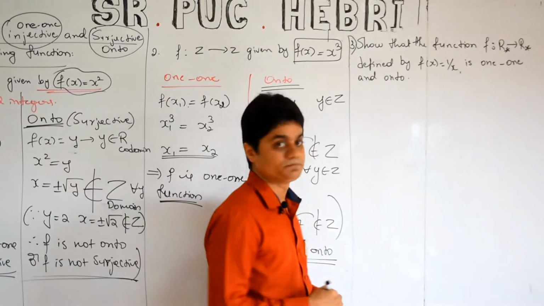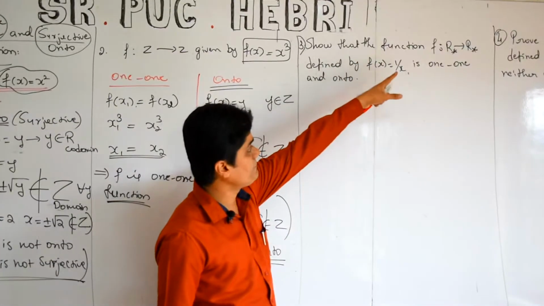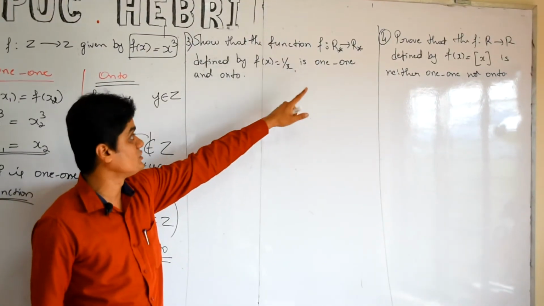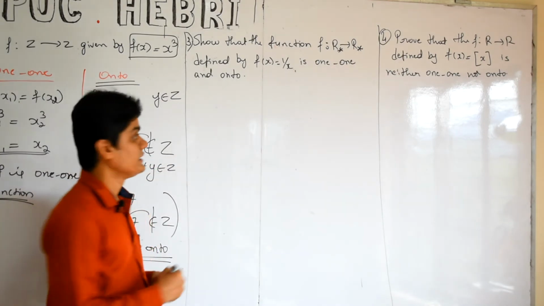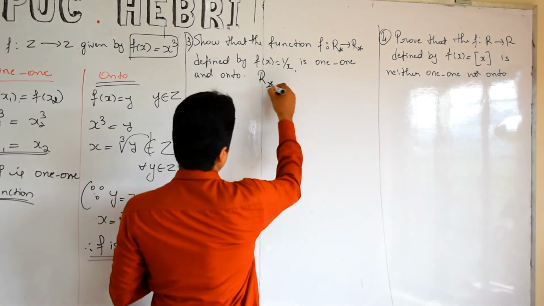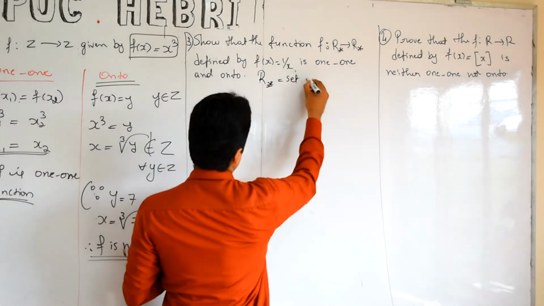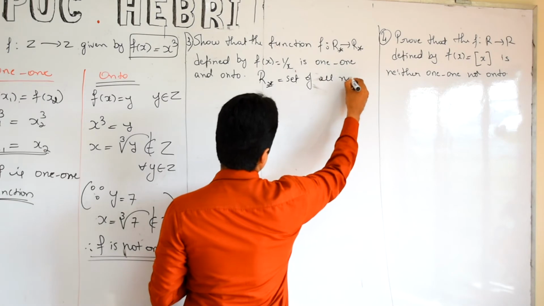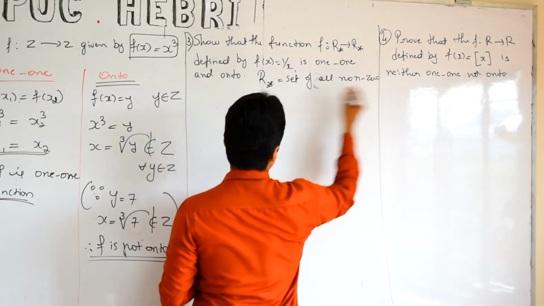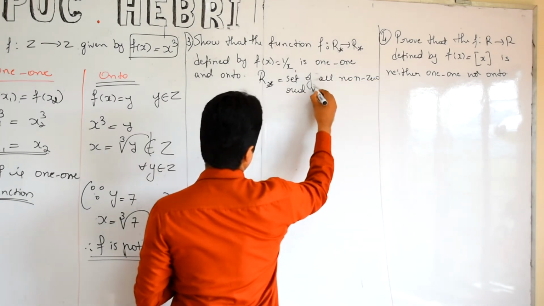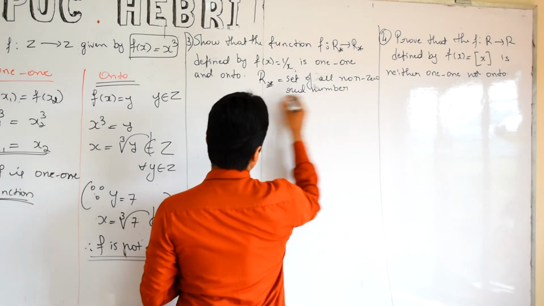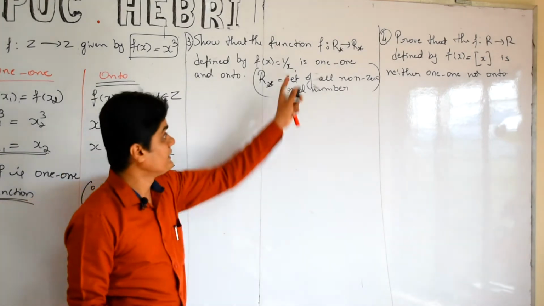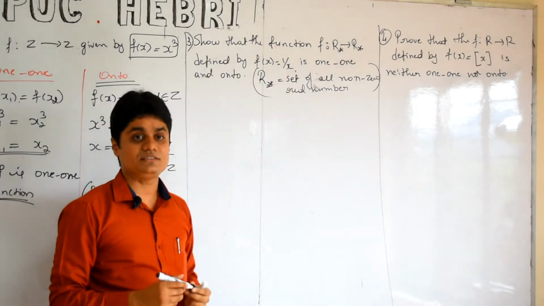The next question. Show that the function f from R star to R star defined by f of x equal to 1 by x is 1-1 and onto. Here R star means the set of all non-zero real numbers. See here the answer is given actually, so it must be 1-1 as well as onto.